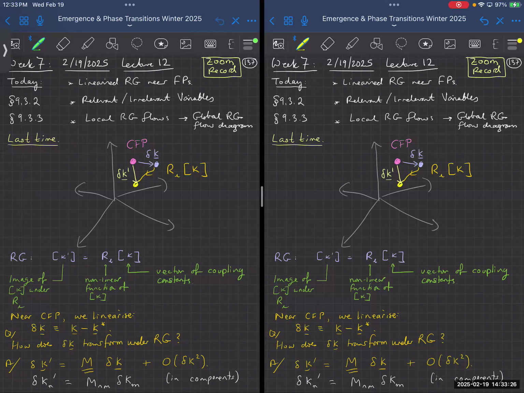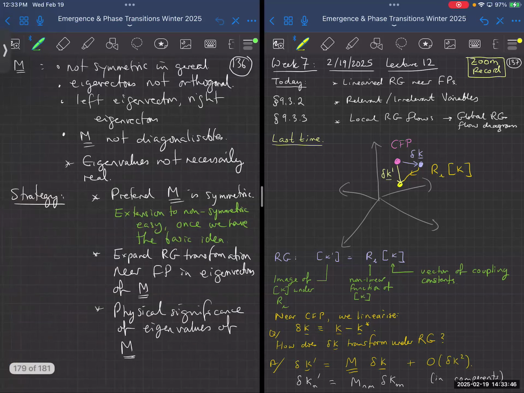Okay, so let's get started then. Last time we looked at renormalization group transformations, and we introduced the idea of linearizing the renormalization group transformation near a critical fixed point. So I've drawn that schematically here in the middle of the page on the right, and also on the left too.